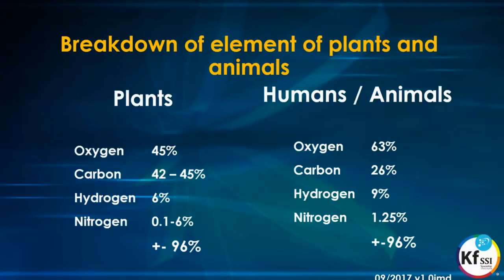And so when we refresh and look at the breakdown of the elements of the plants and us as humans, we can see that we are essentially 96% carbons, oxygens, hydrogens, and nitrogens, whether it's the plant, the humans, or animals. So it's just endless combinations of different amino acids.